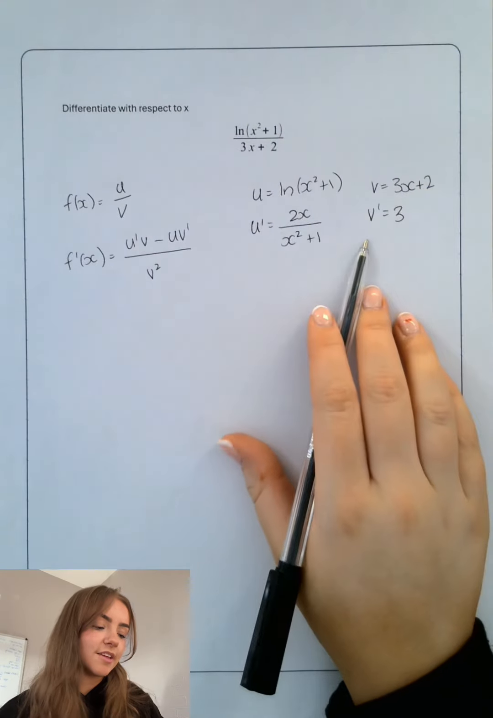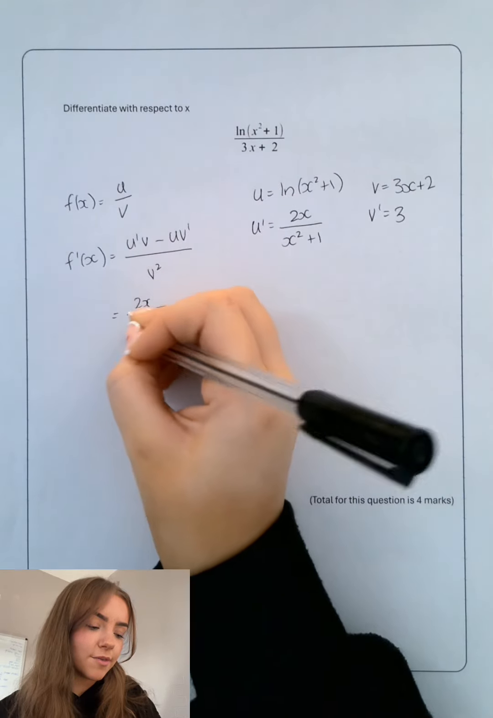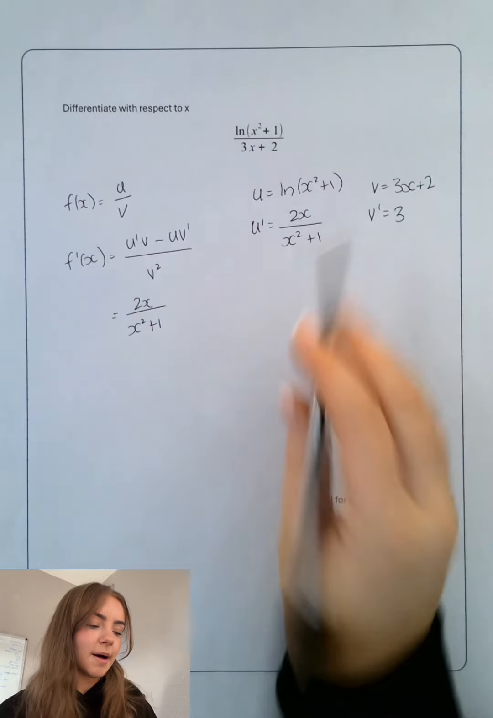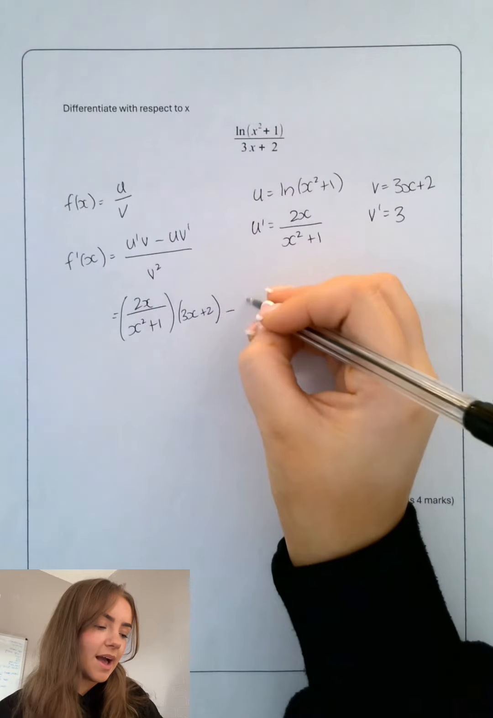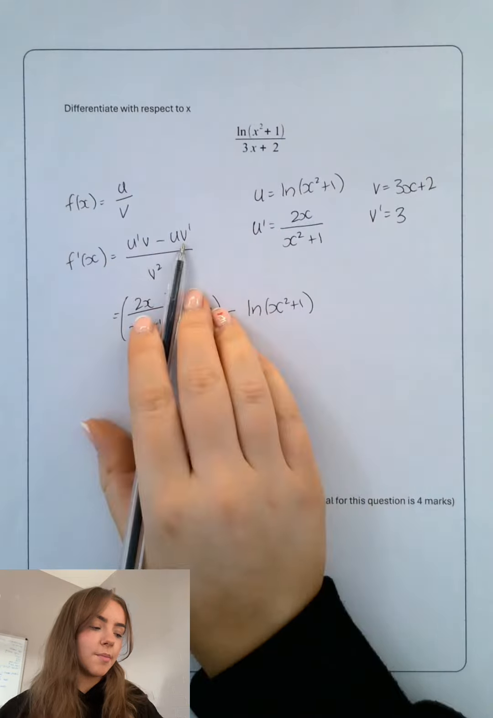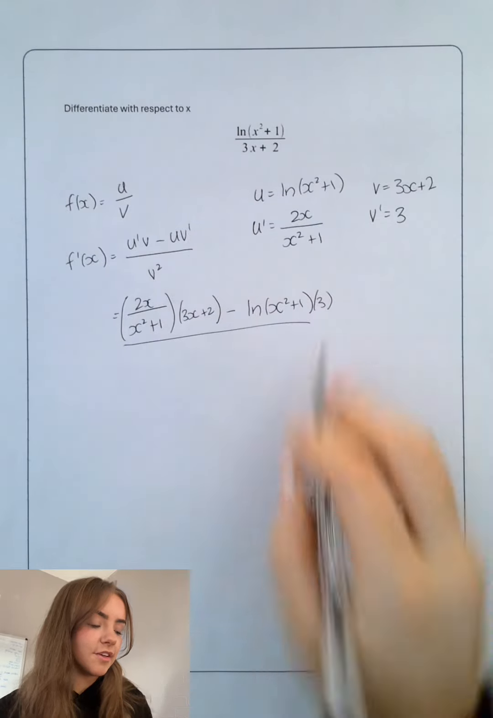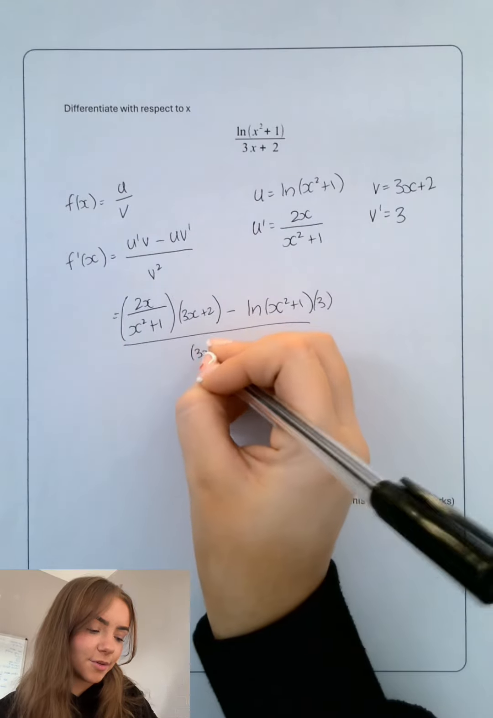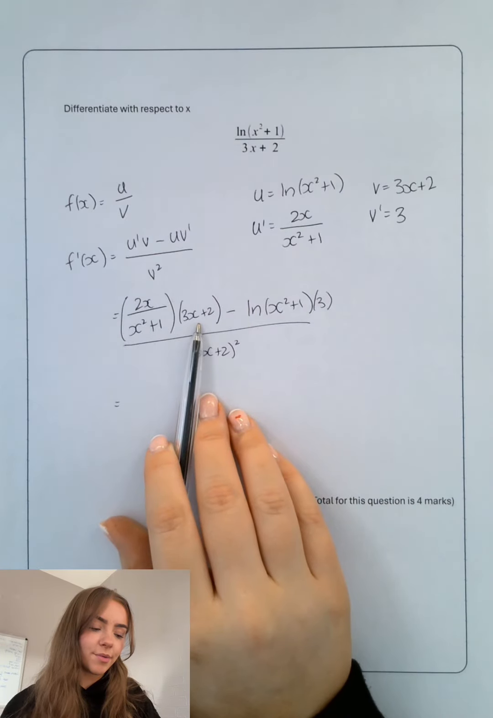Now we can substitute these values into this equation. In place of u dash, we have 2x over x squared plus 1, multiplied by v, which is 3x plus 2. Subtract. In place of u, we have ln of (x squared plus 1), multiplied by v dash, which is 3. And this is all over v squared, where v is 3x plus 2. Simplifying each of these terms, this expression is multiplied by 3x plus 2.